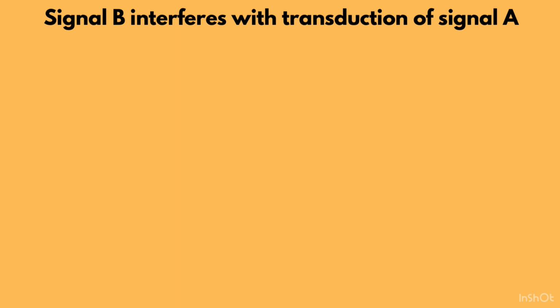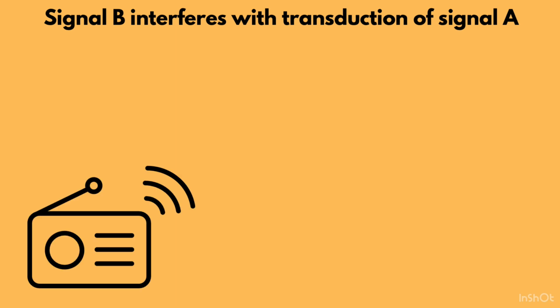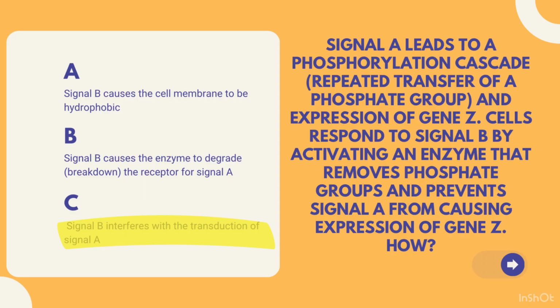If you're still confused, here's an easier way to think about it. Think of signal A like a radio signal and the cell like a radio receiver. Normally, the radio receiver, the cell, would pick up the radio signal, signal A, and respond to it by turning on gene Z, like changing the radio station. But when signal B is present, it interferes with the radio signal, signal A, so the receiver, the cell, can no longer pick it up correctly. This means that gene Z does not get turned on, and the phosphorylation cascade and expression of gene Z are prevented. So that's why C would be the correct answer.